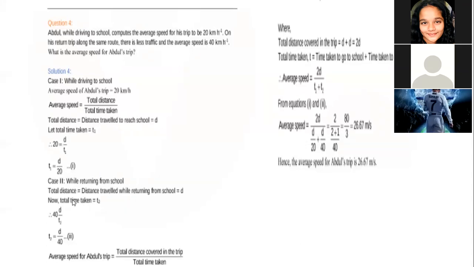That is why they have to consider in terms of equation, then add the total distance, add the total time. Then the average speed formula is 2D, here 2D because up and down, two distances they have traveled, divided by the variation of time, that is T1 plus T2. Hence the average speed of Abdul trip is 26.67 meter per second.